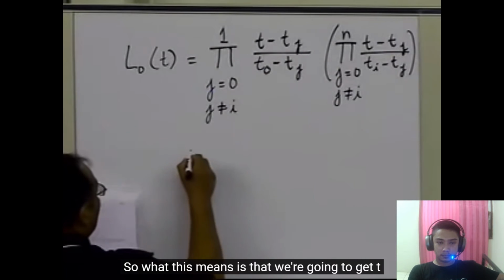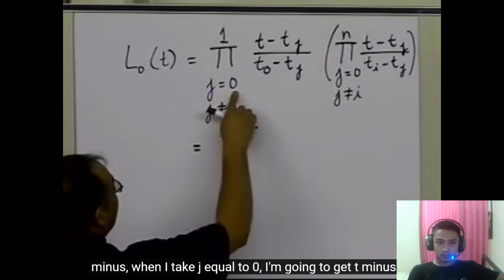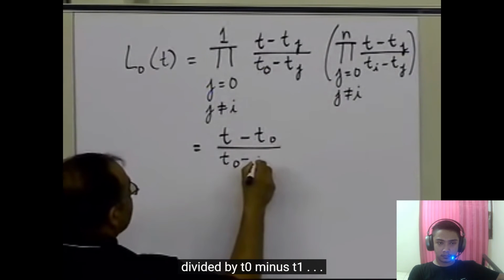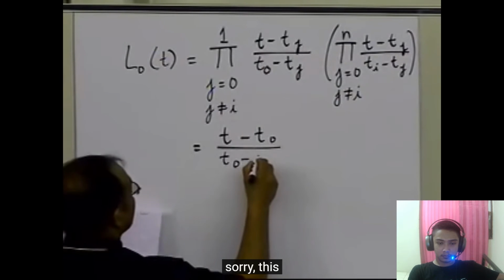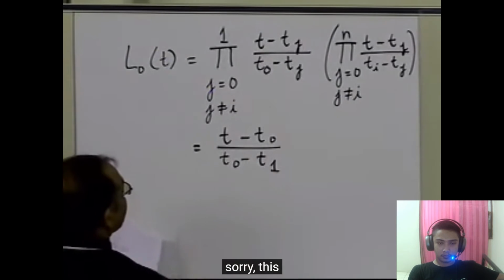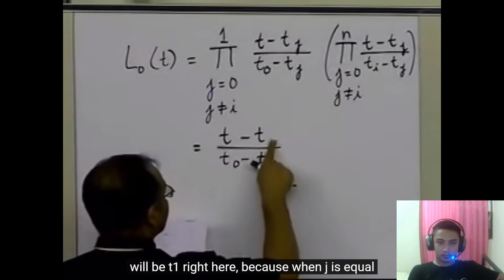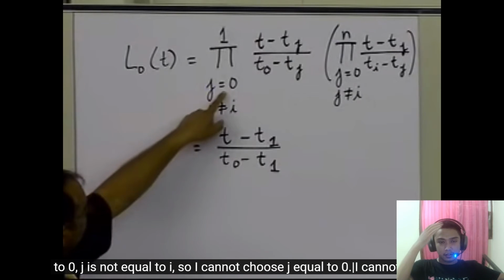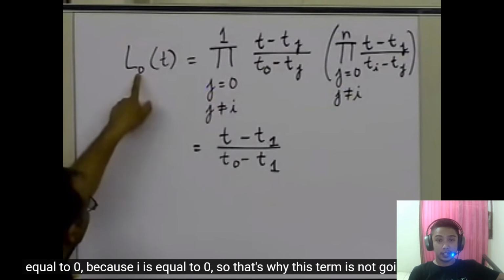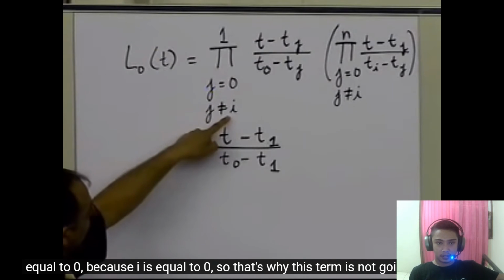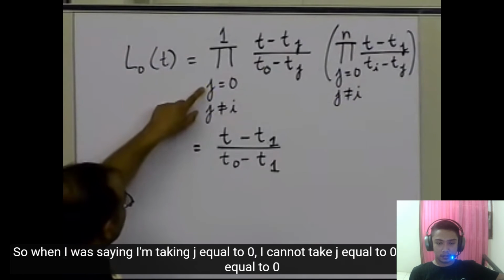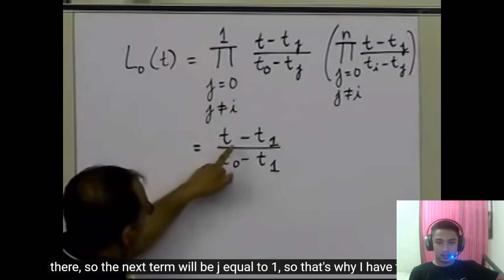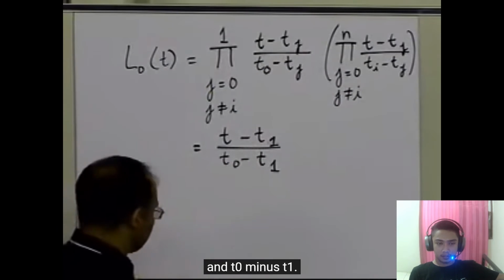So what this means is that when I take j equal to 0, I'm going to get t minus t sub naught divided by t naught minus t sub 1. Sorry, this will be t sub 1 right here. There is a mistake. When j is equal to 0, j is not equal to i, so I cannot choose j equal to 0, because i is equal to 0, so that's why this term is not going to be taken. So the next term will be j equal to 1, so that's why I have t minus t sub 1 and t naught minus t sub 1.